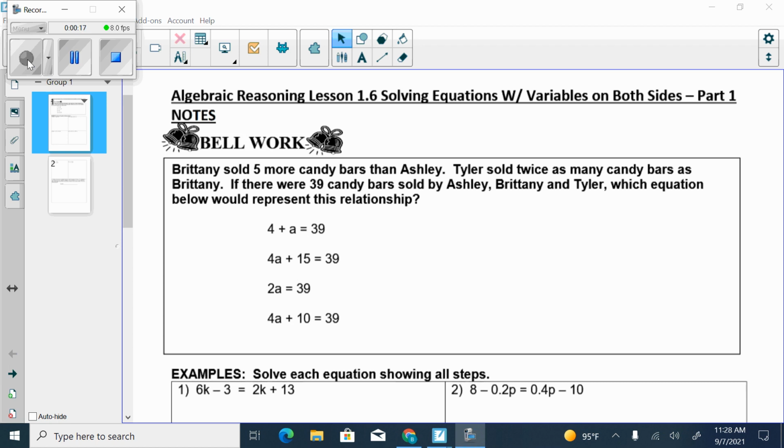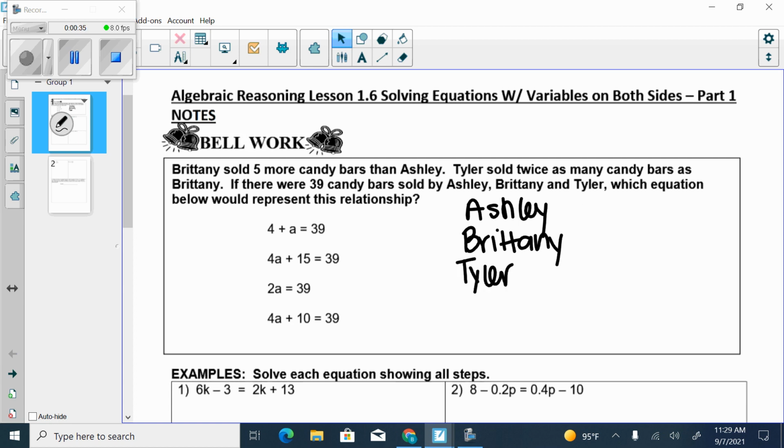So we've got 3 different people that we're comparing, right? So we've got Ashley, and we've got Brittany, and we've got Tyler. All right, and the first thing that we're going to do is write down what we know about each person. Okay.